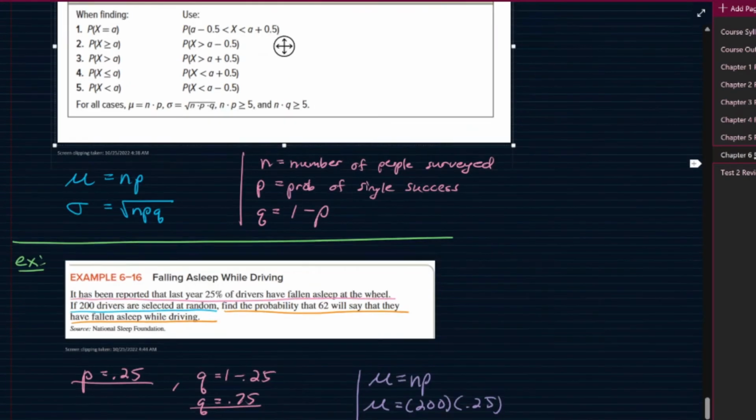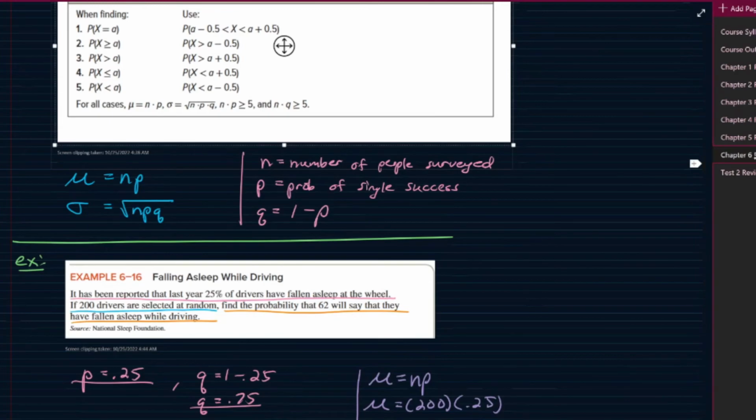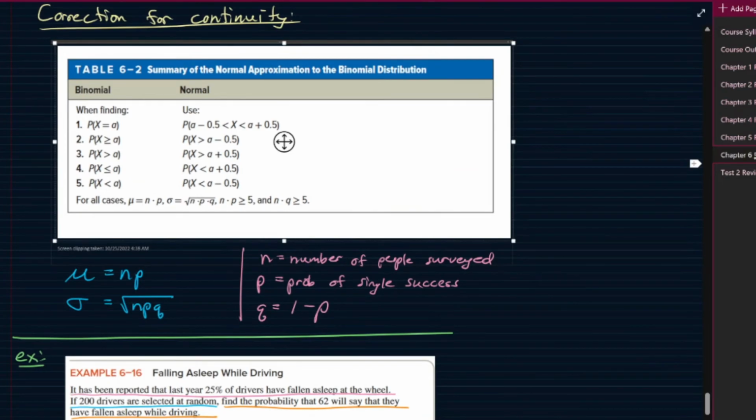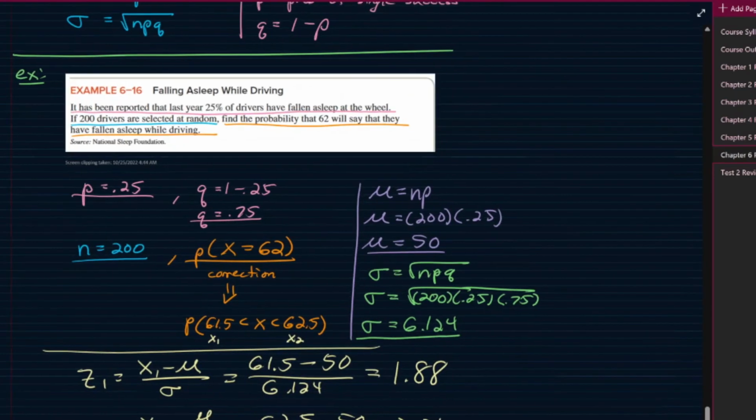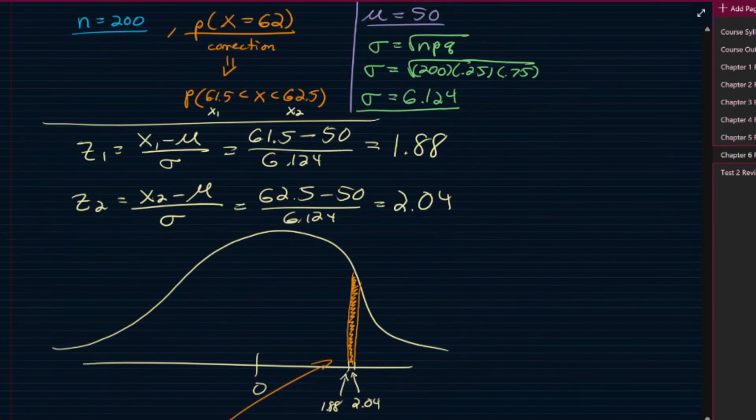And in this case, our n would be 200. We're looking for the probability that 62 say that they've fallen asleep at the wheel. So in this case, we would be using the first criteria for the correction for continuity, because we're looking for the probability that exactly 62 will say that they have fallen asleep. So instead, what we would be looking for is between 61.5 and 62.5, which is what I've shown right here. So we calculate two different z-values, one for 61.5, one for 62.5, and then we can calculate the area between that.